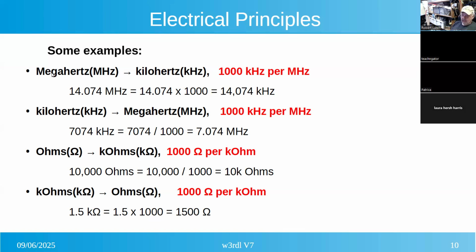So in the case of megahertz and kilohertz, it's 1,000 kilohertz per megahertz. If we were going to go, say, gigahertz to kilohertz, it would be 1 million kilohertz per gigahertz. So you just have to remember what that ratio is between the two types of units.